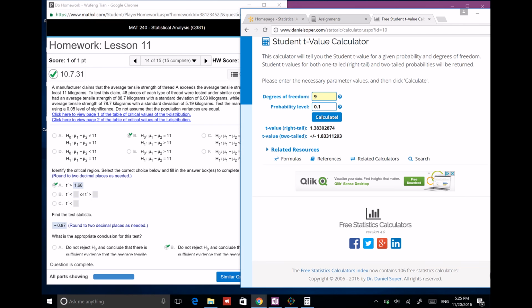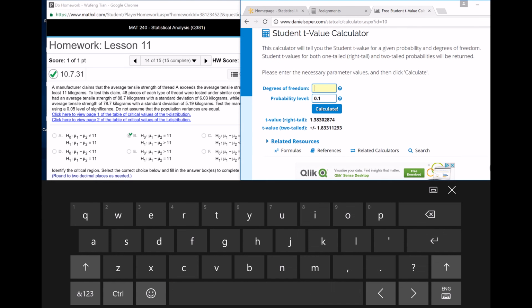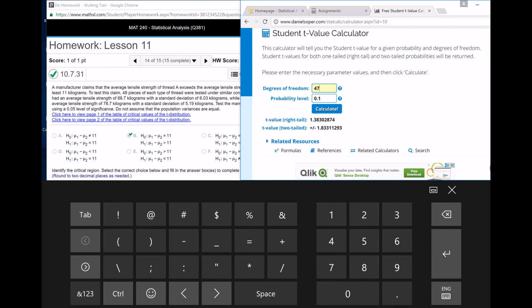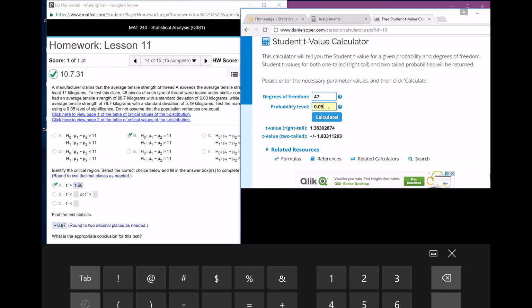What do you need to do? How many pieces, 48, right? So do 47. Let me see. Probability is 0.05, and it's 1 tail. Calculate.